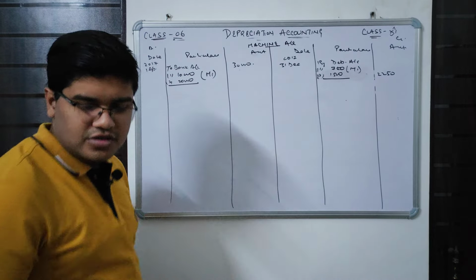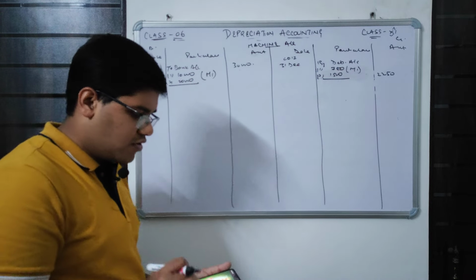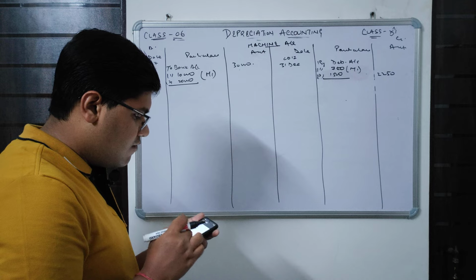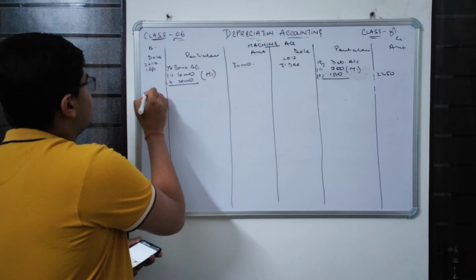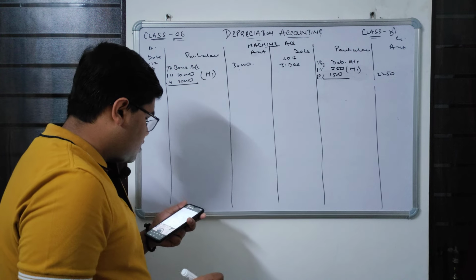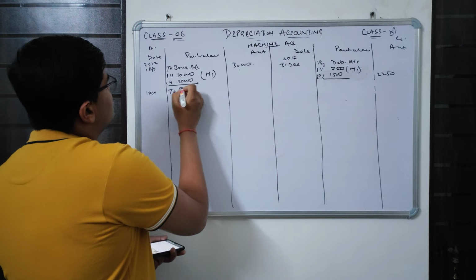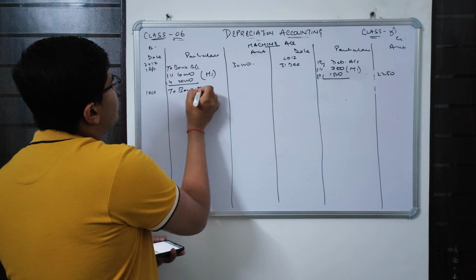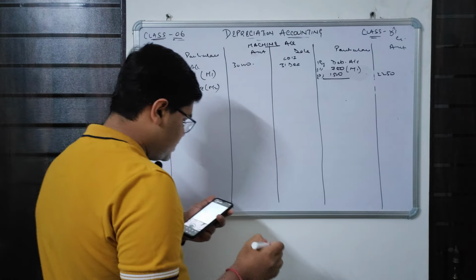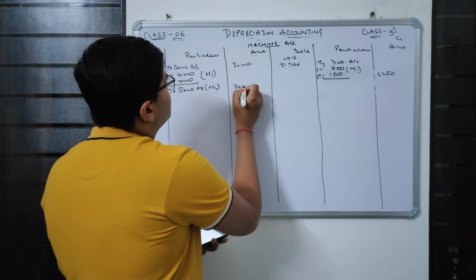Wait children, let me see the question, whether any more machinery is purchased or not in the same year. One more machinery is purchased on the same year, that is on 1st of October. We are purchasing one more machinery. So you have to write here again to bank account. This is for M2, and M2 we are purchasing for rupees 20,000.